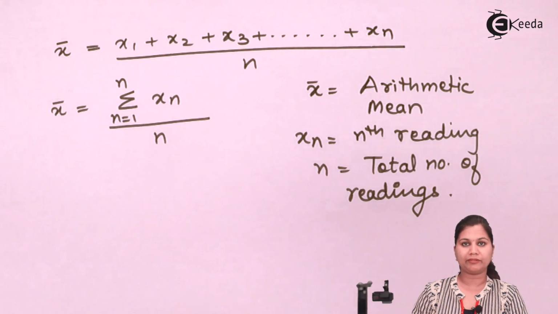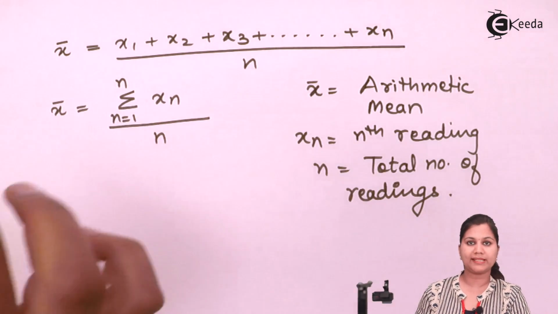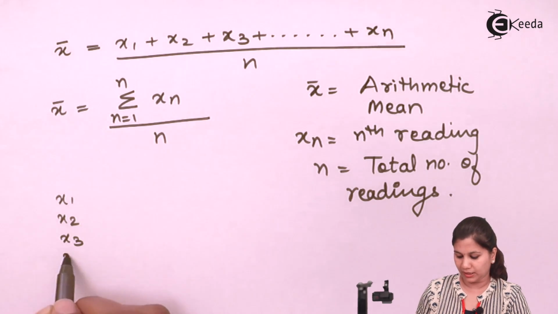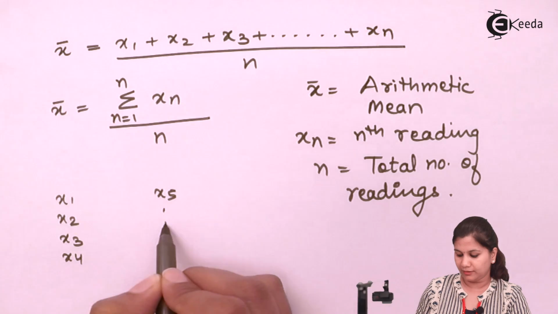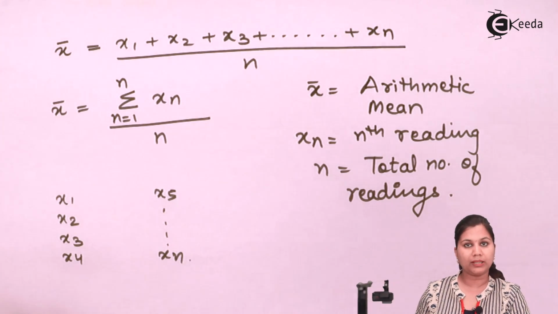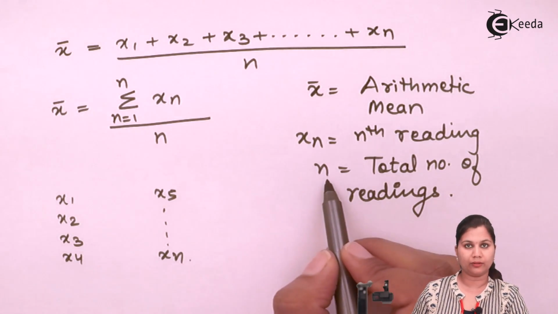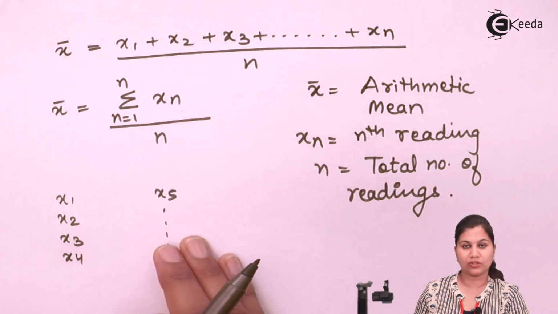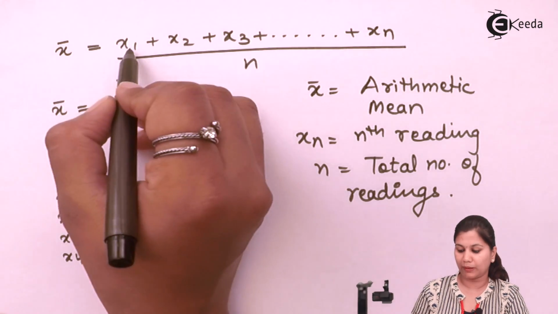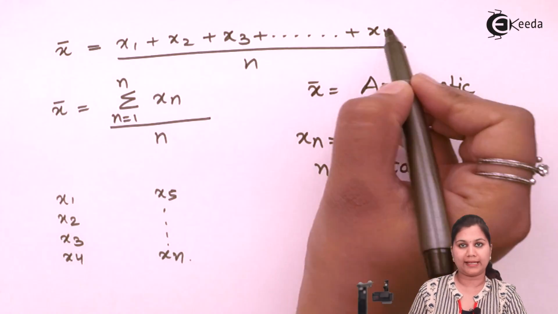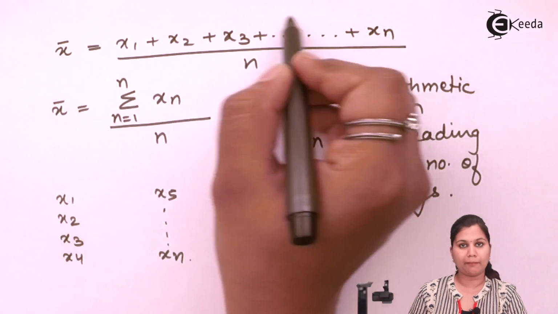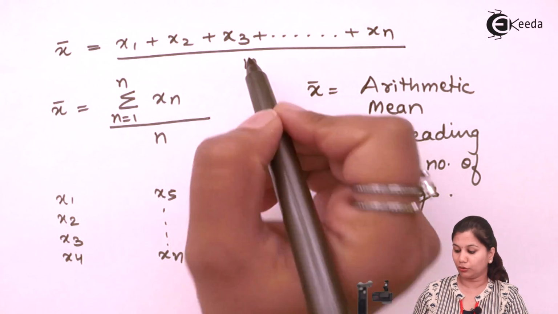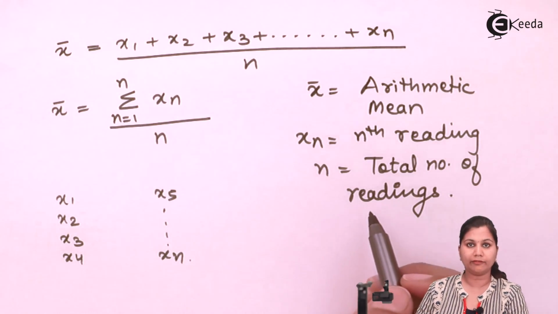Suppose that we have taken n readings. These n readings will be represented as x1, x2, x3, x4, x5 till xn. So the total number of readings taken is n. Now we take the sum of all these readings, which will be represented as x1 plus x2 plus x3 till xn, and then we divide this sum by the total number of readings which we have taken.